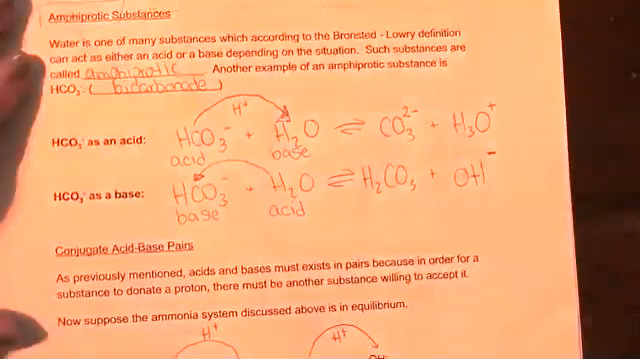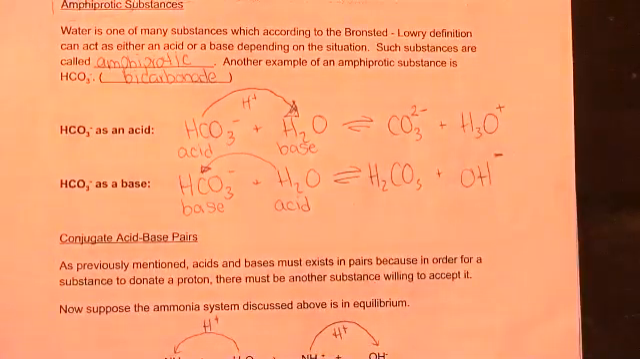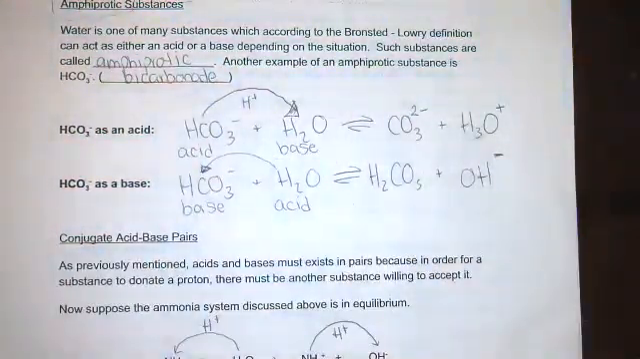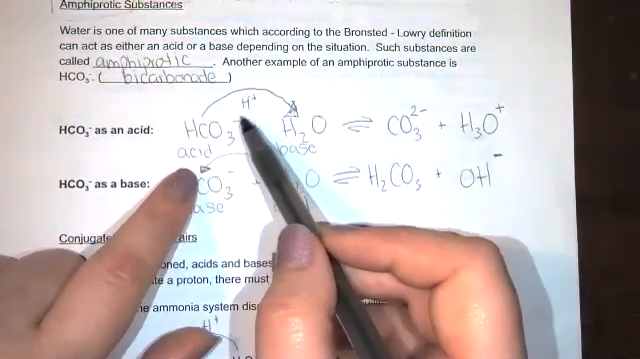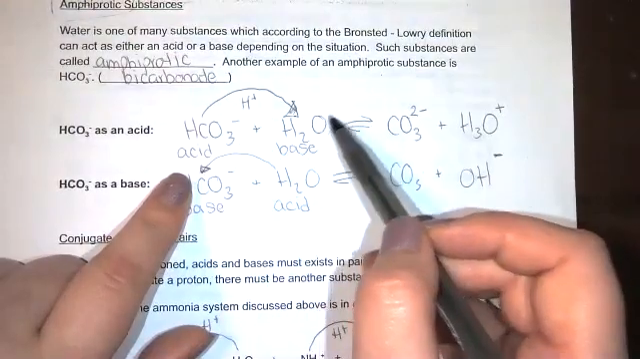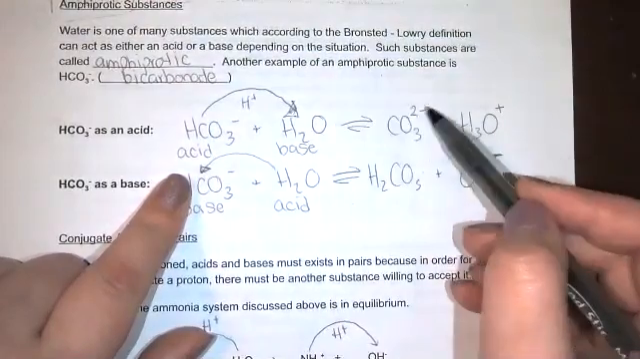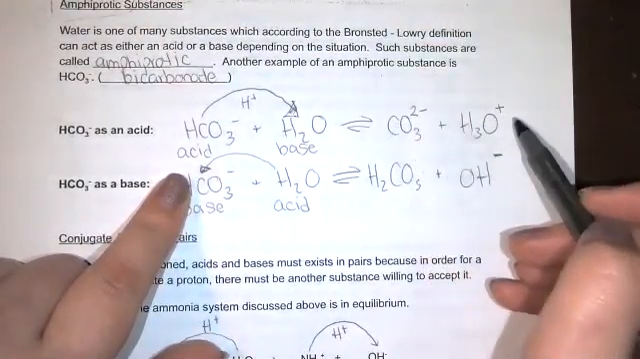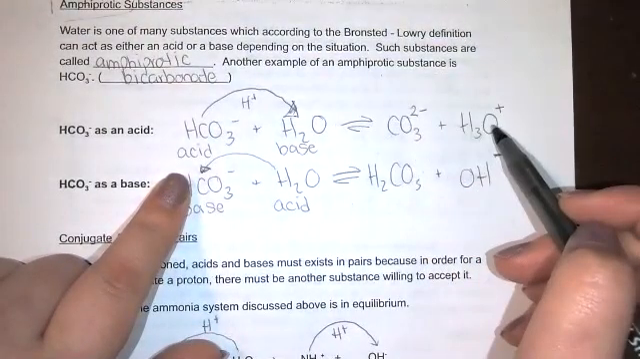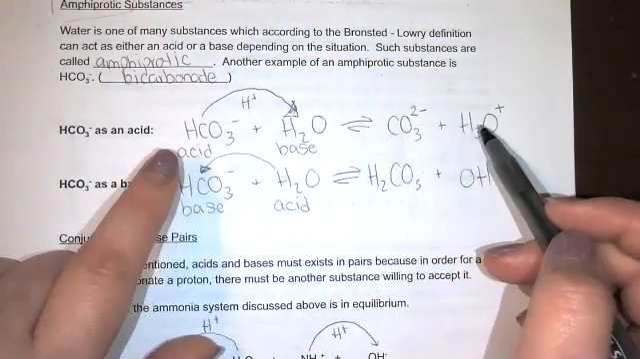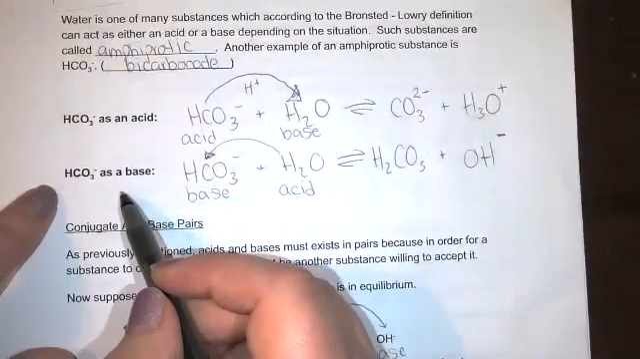Now I'll double check. Sorry, screen went blank there. So I'll double check that I've done the charges right by checking to see if my charges are balanced. So on my reactant side, I have a -1 charge and 0 from water, so an overall -1. On my product side, I have -2 from this carbonate ion and a +1 from my hydronium, so an overall of -1 as well. Now let's look at my bicarbonate acting as a base.